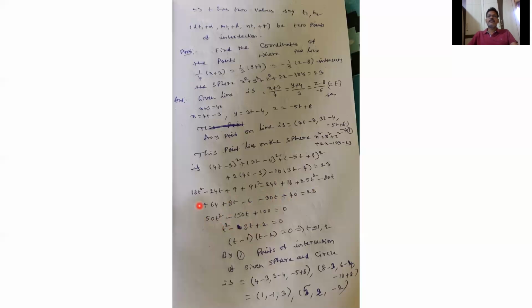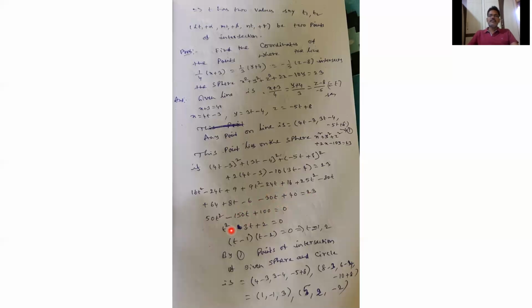Here, 16 plus 9, 25, 25, 50. And minus 24, minus 48. Minus 48 to minus 80, minus 128 plus 8, minus 120, minus 30, minus 150. And constant, 9 plus 16, 25. Or 25, 64, 89. 89 minus 6, 83. Plus 40, 123. Taking this as the left side, minus 23. 123 minus 23, 100.